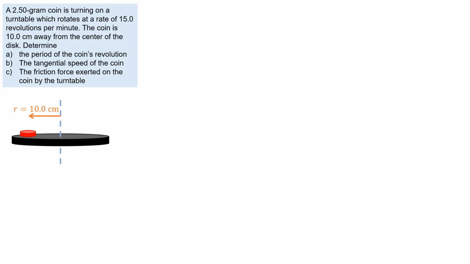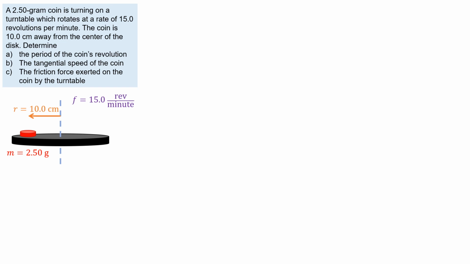We know the radius, how far away the coin is from the center, is 10.0 centimeters. We know the mass of the coin is 2.50 grams. And we know that the turntable rotates at a rate of 15 revolutions per minute. Cycles per time is the units on that, which means that this quantity is a frequency. The frequency is 15.0 full revolutions each minute.